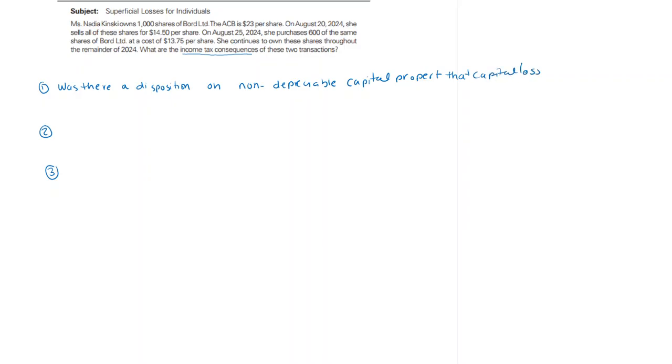Now, of course, we're selling shares. If you're selling shares, they're non-depreciable property. We want to know if there's a loss. So we could be buying it at a higher price and selling it at a lower price. That's what happened.